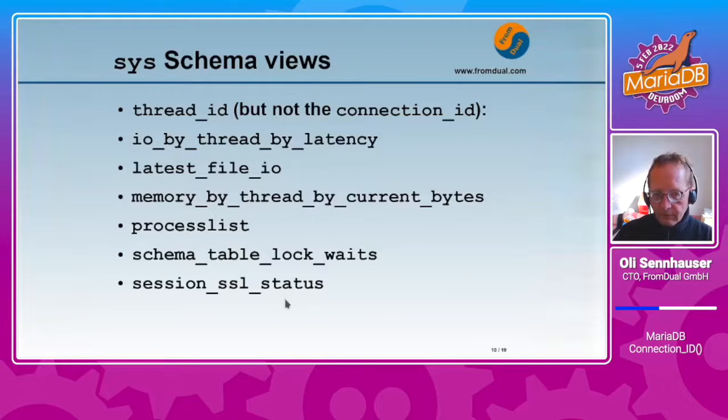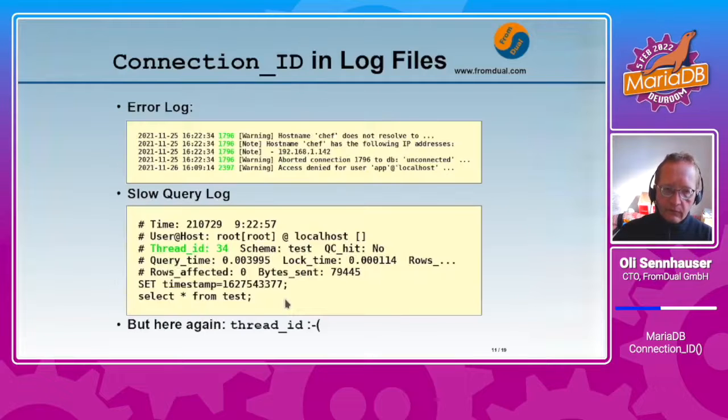IO by thread by latency, so we can see IO latency by connection. File IO, process list, we already know, lock waits, etc. So here we can find out which connection caused some information in the sys schema views.